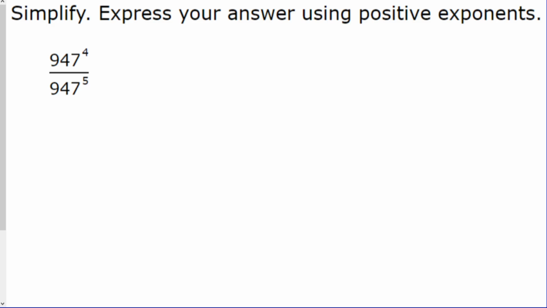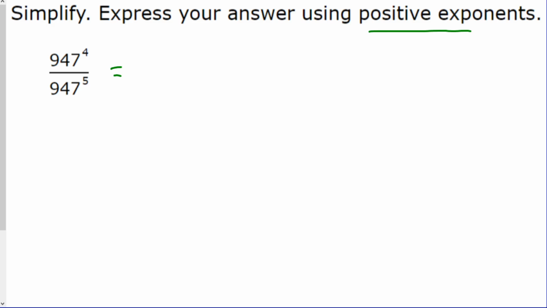All right, make sure you read the instructions carefully. Look at how they want the answer. So it says using positive exponents. So we know our answer has to have a positive exponent. Just always make sure you check that before you submit anything, so that you don't accidentally type something in and it's not in the format that they're looking for.